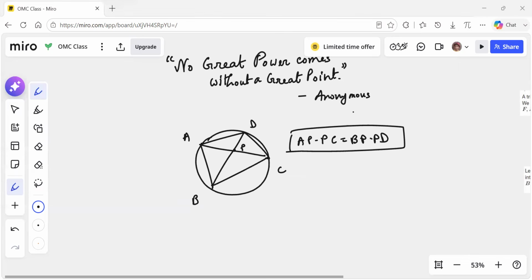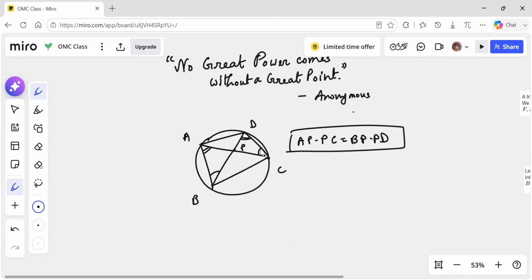Angle ACB is just angle BDA due to the cyclic property. Okay, which one? I guess this one and this one, and maybe this one and this one. Okay, I think we can show. Yes, go on. Okay, never mind. I'll continue.